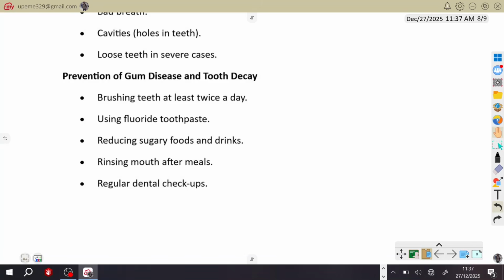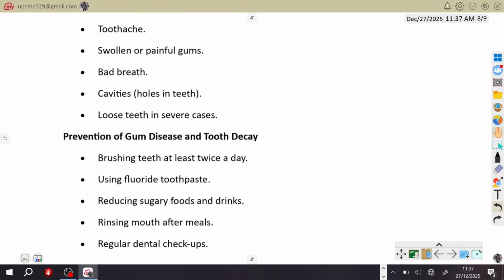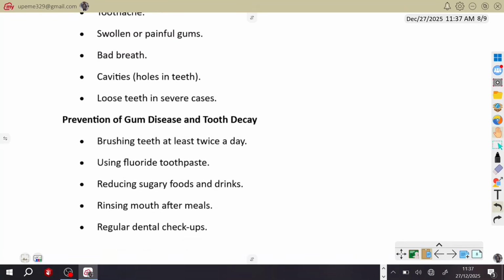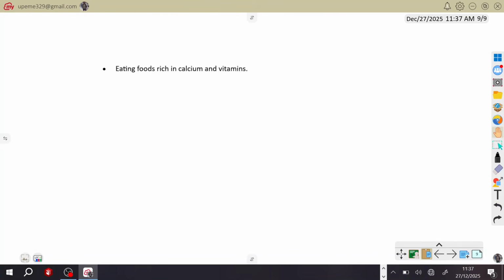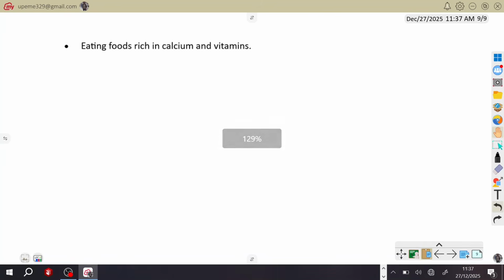Okay, so these are the ways of preventing tooth decay. Then lastly, eating foods rich in calcium and vitamins can also help to prevent gum disease and tooth decay. So in the next lesson, we shall conclude by talking about how tooth decay occurs. Because that sometimes comes in an exam where they ask you to describe how tooth decay occurs. Then we'll proceed from there.